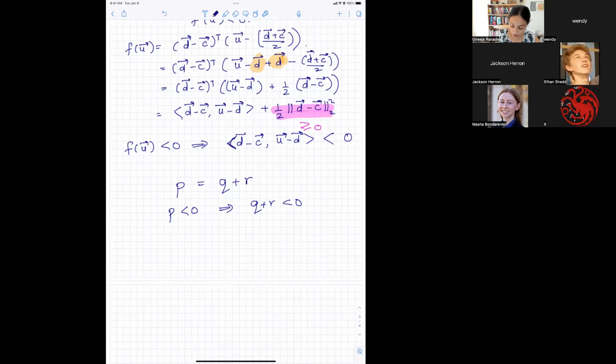And if r is now greater than or equal to 0, then the only way that q plus r can be negative is if q is negative. If q were non-negative, then q plus r would always also be greater than or equal to 0, right? So for q plus r to be less than 0, q has to be less than 0 as well. And in this case, q is this inner product. Okay, so I hope that helps.